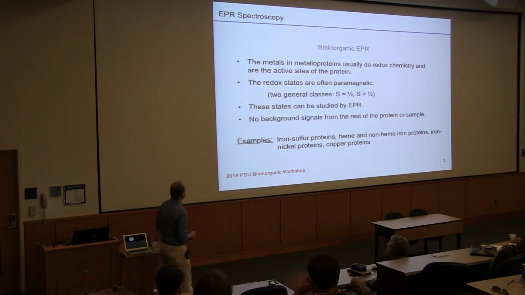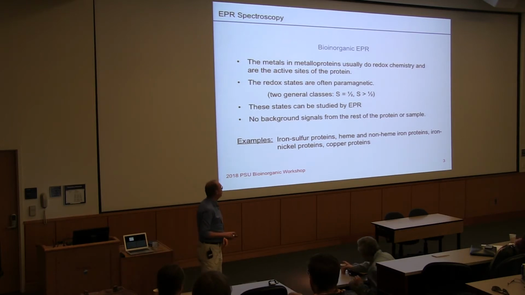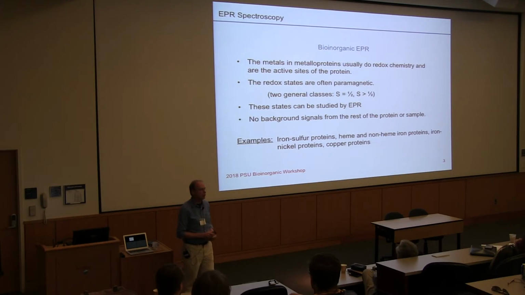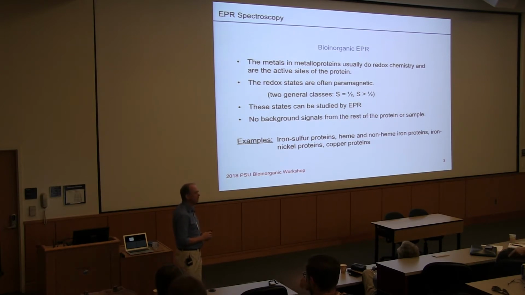This really comes into play in bioinorganic chemistry and studying bioinorganic systems. If we're looking at a metalloprotein, usually the metal center is where all the action's happening. This is usually the catalytic center of the enzyme, and the thing that we really want to understand. We're interested in the mechanism of how it functions, and EPR data can really help in that regard.